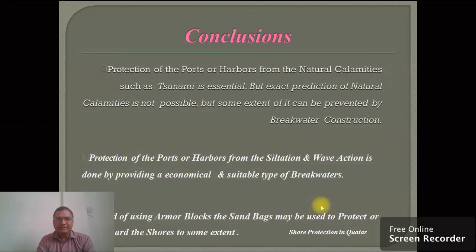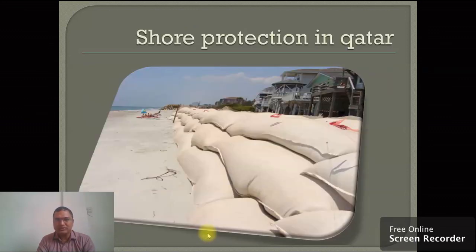In conclusion, we can say that protection of ports and harbors from natural calamities such as tsunami is essential. The exact prediction of natural calamity is not possible, but to some extent it can be prevented by breakwater construction. Protection of ports or harbors from siltation and wave action is done by providing an economical and suitable type of breakwater. Instead of using armor blocks, sandbags may be used to safeguard the shores to some extent. This is a photo of sandbags being used as a breakwater to protect against the waves.